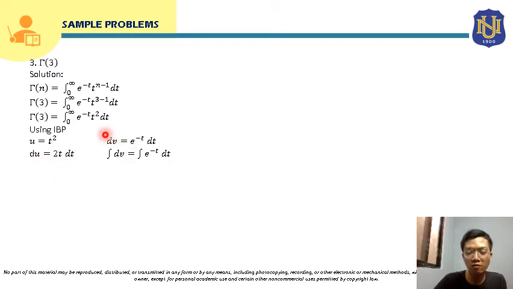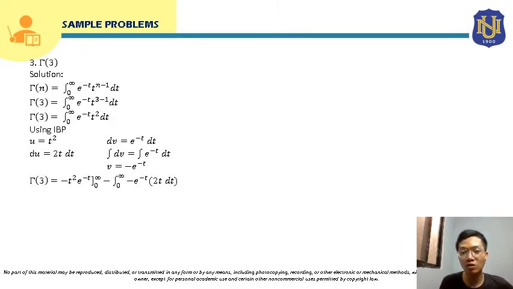And solving for the integral of both sides of dv, we will integrate this. So the integral sign and d here will just be cancelled. So we can solve for v. So the integral of e raised to negative t dt, as we know, that is just negative e raised to negative t. So from here we will apply integration by parts, uv minus integral of v du.